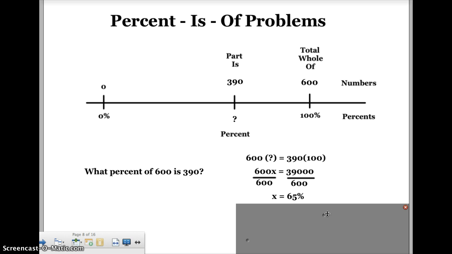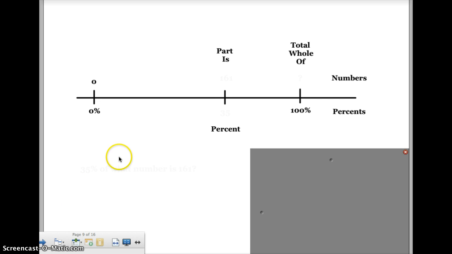Let's look at a different problem, because in this problem, my unknown was the percent. But sometimes the unknown is going to be the total, or the whole, or sometimes my unknown is going to be the part, or what follows after is what they sometimes call that. So let's go to the next problem, the next page, and see what I have. So here's the problem here. 35% of what number is 161?